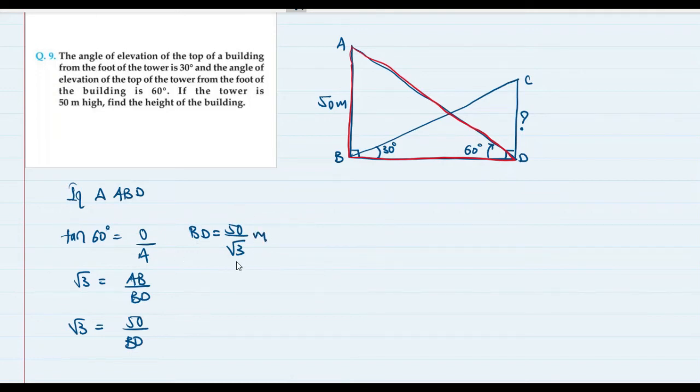I'm not going to bring it in decimal points because BD is not what I require. BD is just an intermediate answer. I have to find CD, so I have to consider triangle CBD.